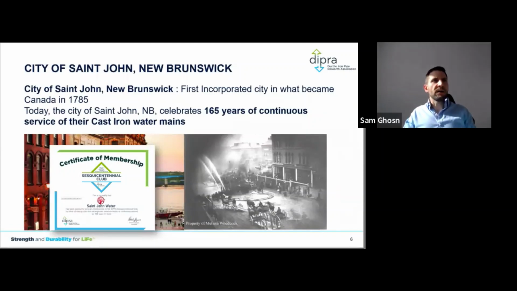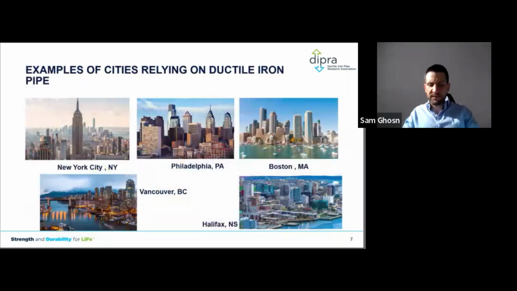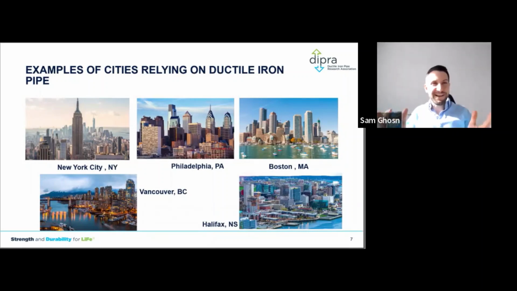So this is all good news. Why? Because it's not only 650 cities that are relying on ductile iron pipe and cast iron pipes' longevity. There are many cities across North America still reliant on ductile iron pipe today. And I could name a few, some of the most expensive real estate in North America: New York City, Vancouver, Boston, Philadelphia, all the way to the East Coast of Canada and Halifax. Those cities are still relying on ductile iron pipe as a material of choice today.